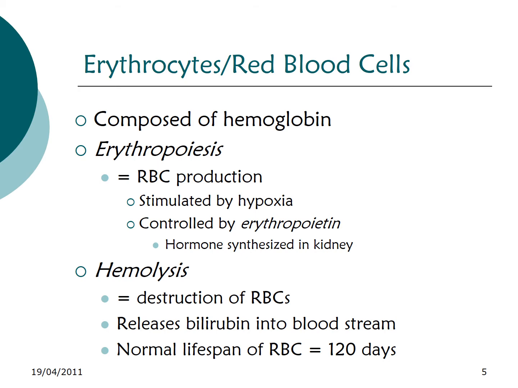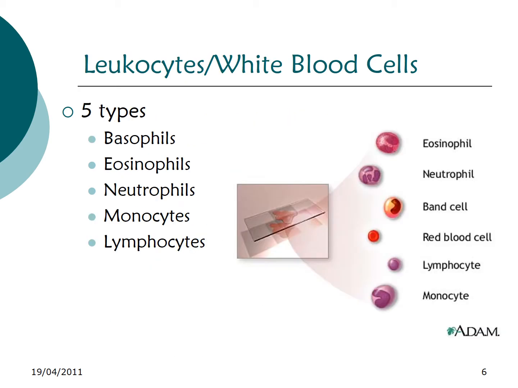The leukocytes, the white cells, there are 5 types of them. You have basophils, eosinophils, neutrophils, monocytes, and lymphocytes. Each of them has its own role that helps to fight for us, to maintain the immune system.